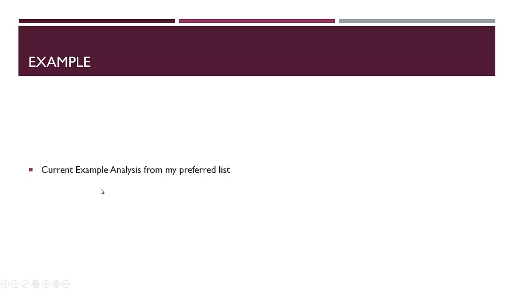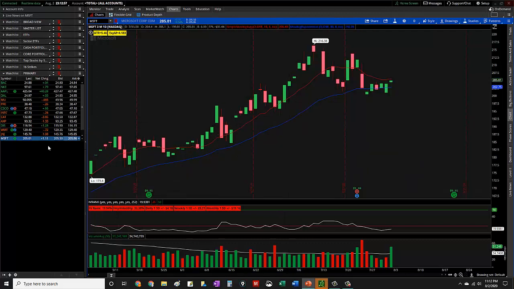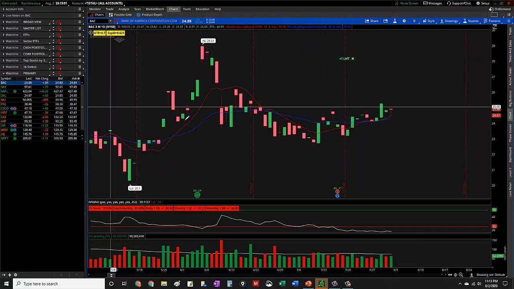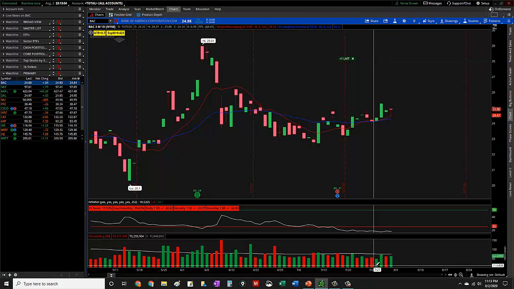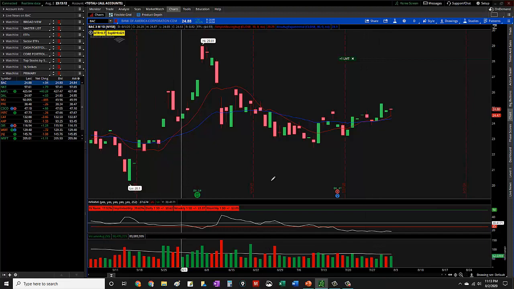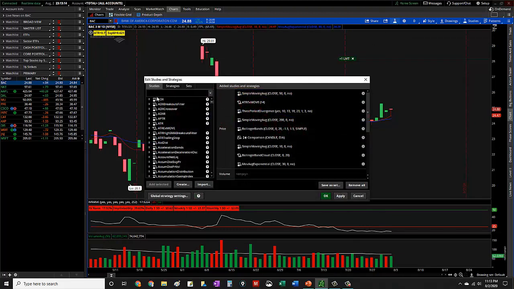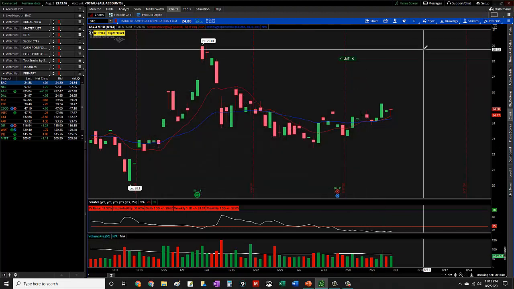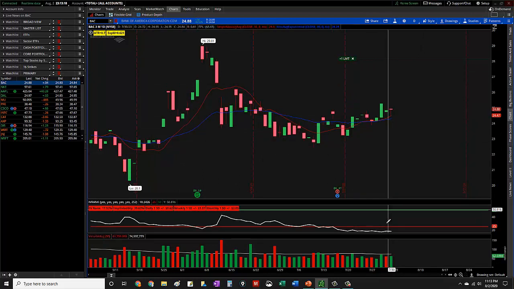And then let's take a look at a couple of current examples from my preferred list. So I've already got Microsoft pulled up here, and I can run you through it really quickly. We're looking for a period of this line right here where my cursor is. It shows you the average volume. This is the volume average indicator, and you would simply go to your indicators, type in volume average, and add it to your chart.